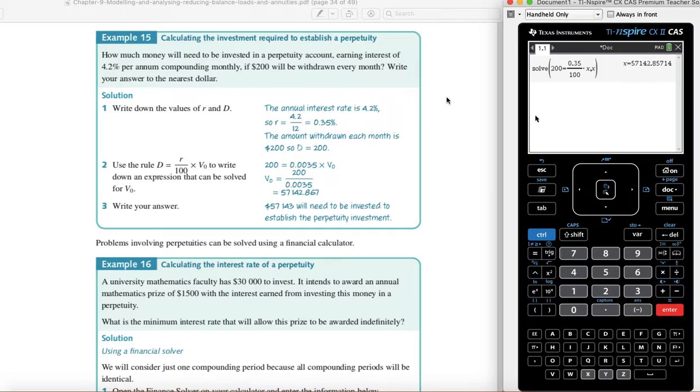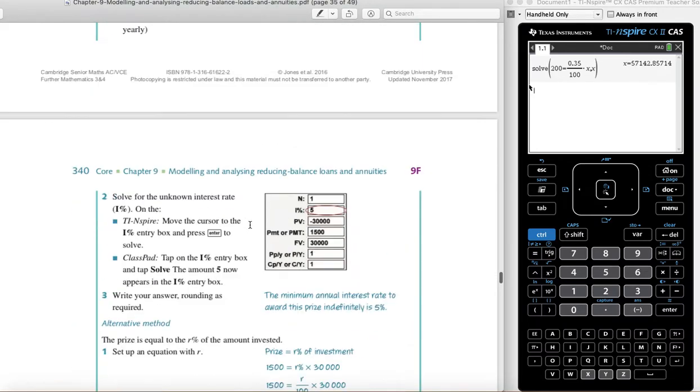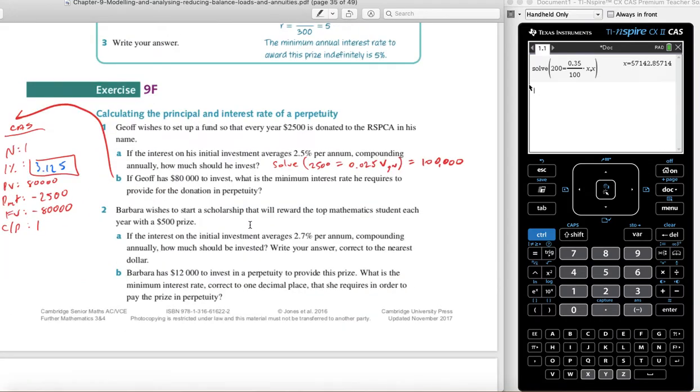All right, so it can still be done in the CAS, but if you want to find out how much has to be invested for a perpetuity, you have to use a solve function. And it goes through some more of them. You can read that. That's sort of what I've covered on the CAS. And let's go to some questions here.